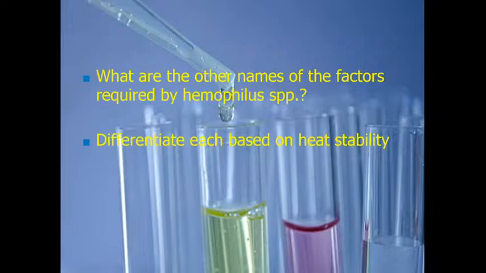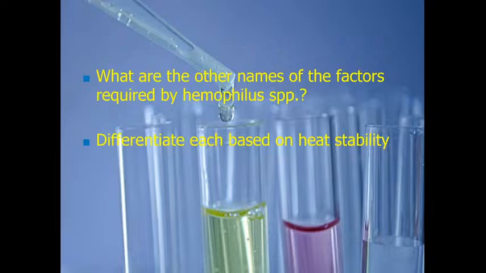Now, what are the other names for the factors required by Haemophilus? X factor is known also as hemine or porphyrin. Your V factor is also known as NAD, or the heat labile version. Okay? Heat stable is hemine or porphyrin. Why is it stable? Because you've already degraded the hemoglobin molecule. There's nothing else you can do.